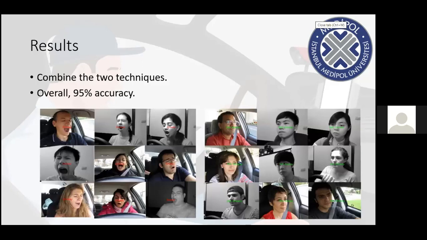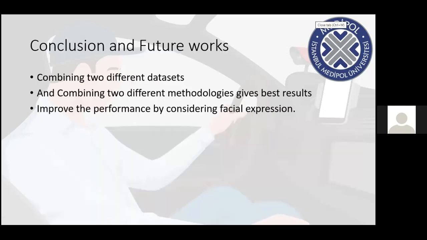If we look at the results, we can see that by combining two different data sets and two different techniques, we achieve an overall accuracy of 95%. Here on the left-hand side in the images you can see the drowsy driver images which our model detected successfully, and on the right-hand side you can see the not drowsy images, which our model also detected very successfully.